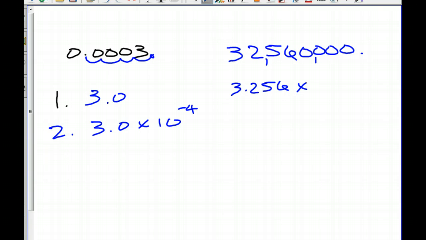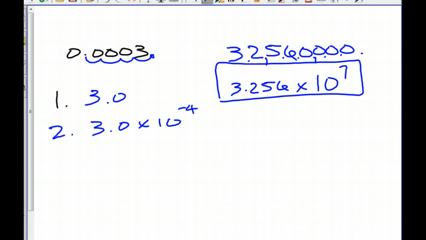Second step, a times and a 10. Now you have to decide, did I go to the left or did I go to the right? Well, I went to the left, so I add 1, 2, 3, 4, 5, 6, 7. So what it means when you have it in scientific notation is our decimal place is 7 place values wrong. In order to get it right, I have to move them back. So 7 place values to the left of where it actually is.